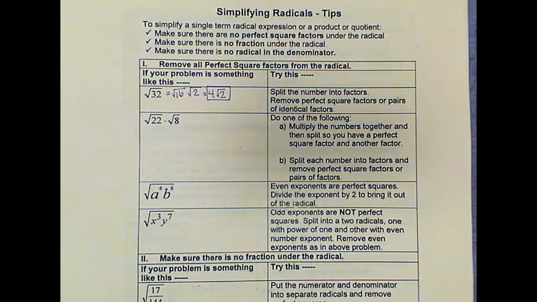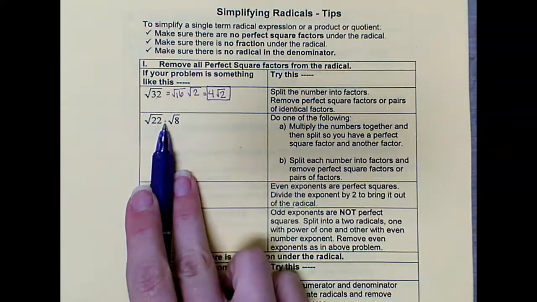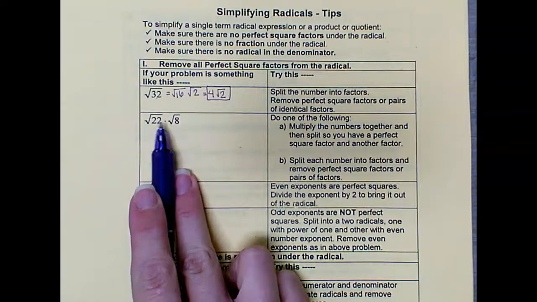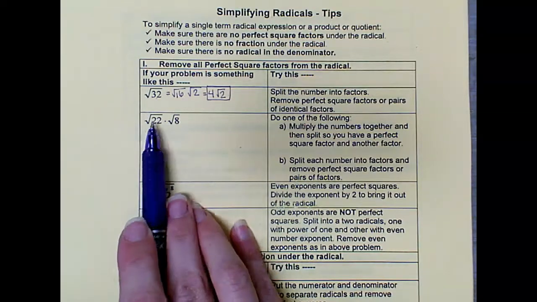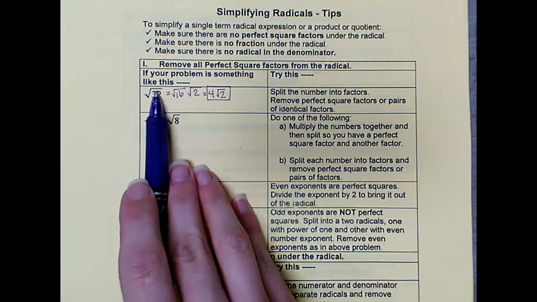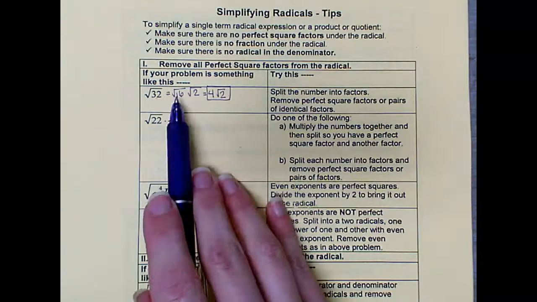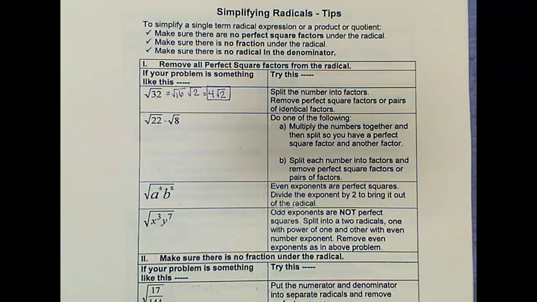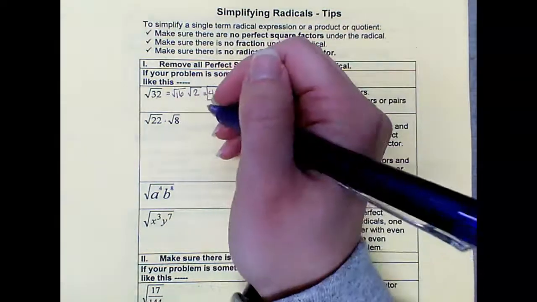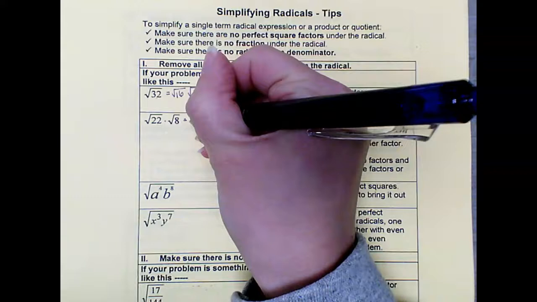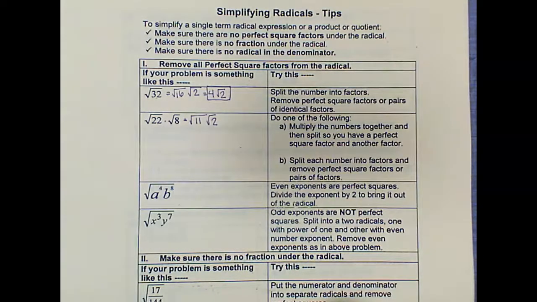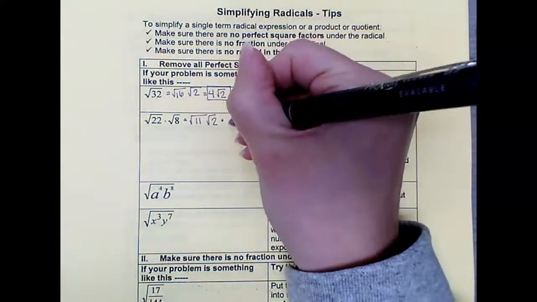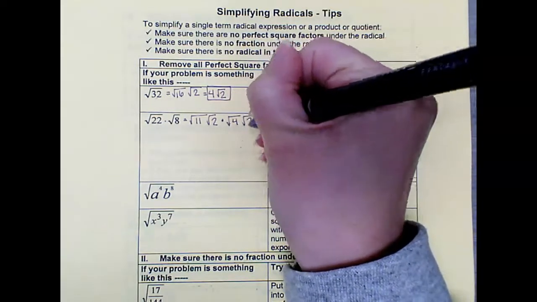Now, it's also possible that you have something like this, but you have two of them that are being multiplied together. So you have two choices. You can either multiply the numbers together and then start splitting them. So multiply 22 and 8 in order to get something that's just one number as the radicand and then start splitting it. Or you can split each number into factors and remove perfect square factors or pairs of factors. I'm going to go ahead and do that. I see that 22 can be divided into 11 and 2. Neither one of those are perfect squares, but I'm going to keep going. 8 can be broken up into 4 and 2.